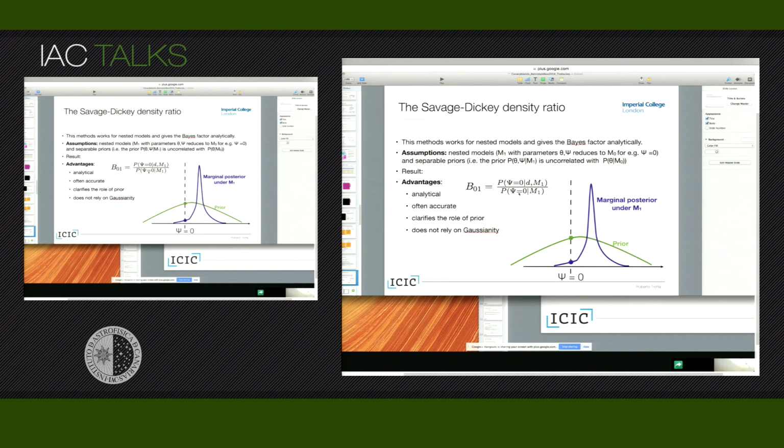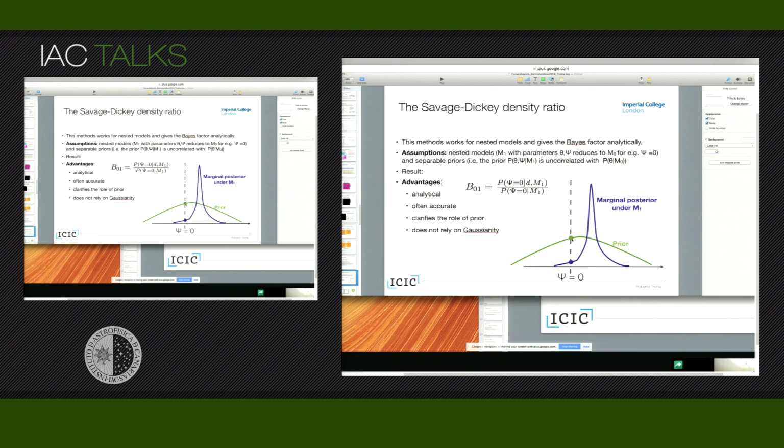So graphically, if psi is a one-dimensional parameter, let's say that your more complicated model has got one extra parameter with respect to the simpler model, this is what it looks like. The Bayes factor is given by the height of the one-dimensional marginal posterior for the extra parameter under model 1 at the value that reduces the more complicated model to the simple model, divided by the value of the prior at that point. So it's the blue point, the blue value, divided by the green value.